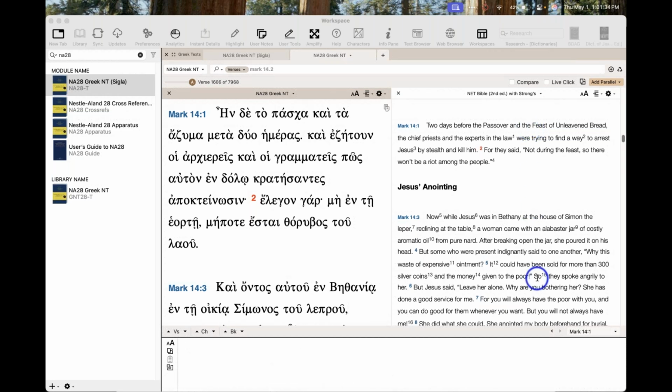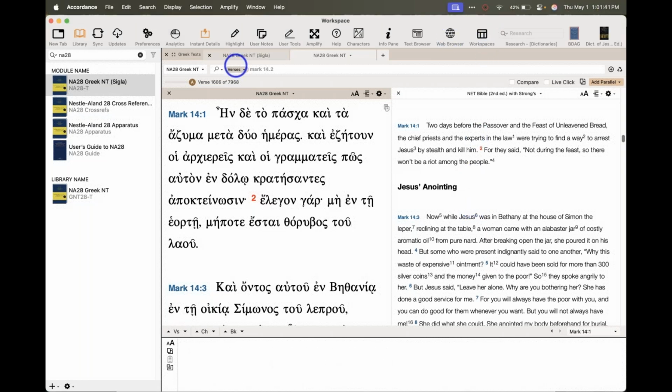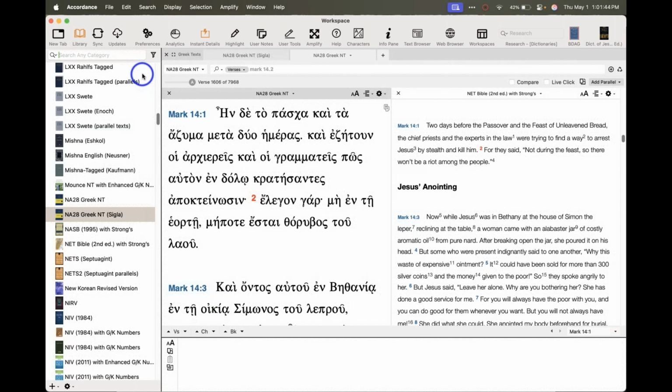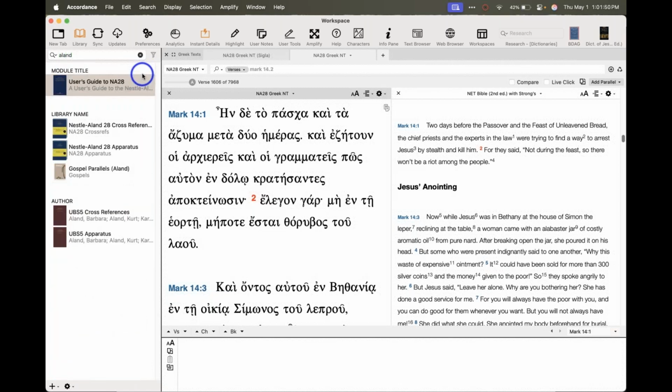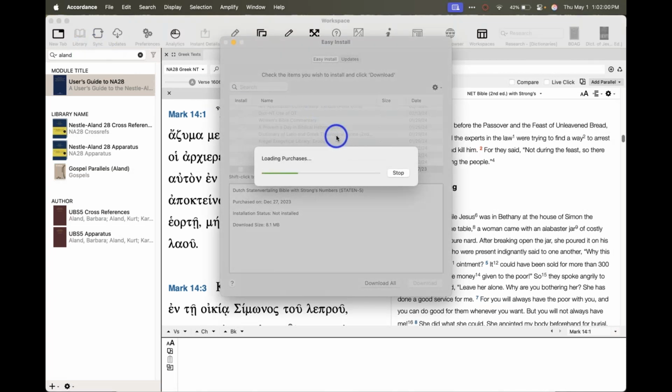Here's a question. Somebody said, is the Nestle-Aland parallel part of my NA28? I couldn't find it in the store. It should be in your library. I think every collection has it. I would search Aland in your library, and if it's not showing by doing that, I would go to Easy Install and make sure that it's installed there. Easy Install will show all the modules that you own, and it will gray out the ones that are already installed. But I would go there and check that, and you should find it there.